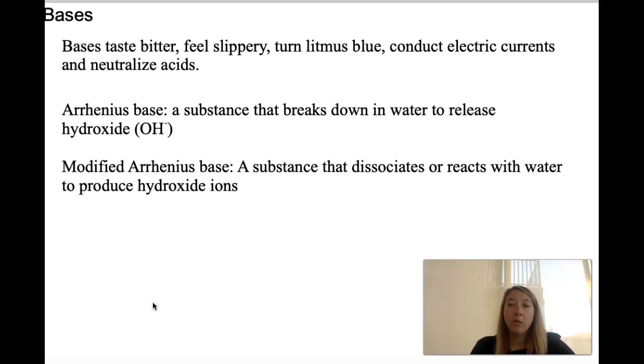And so what we find with those is they don't contain hydroxide, but we can clearly see when we test their pH that they are basic. So we modified our theory to say that it's a substance that dissociates or reacts with water to produce hydroxide ions, right? So the common point is we are producing hydroxide ions. The question just comes from how are we doing that? Are we doing it because they already contain it? Or are we doing it because they're actually reacting with water and producing hydroxide in that manner?